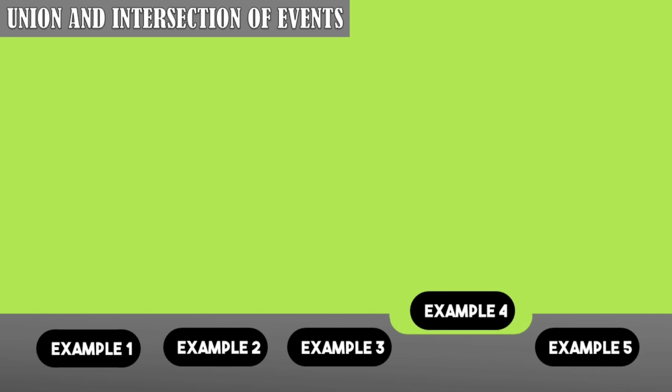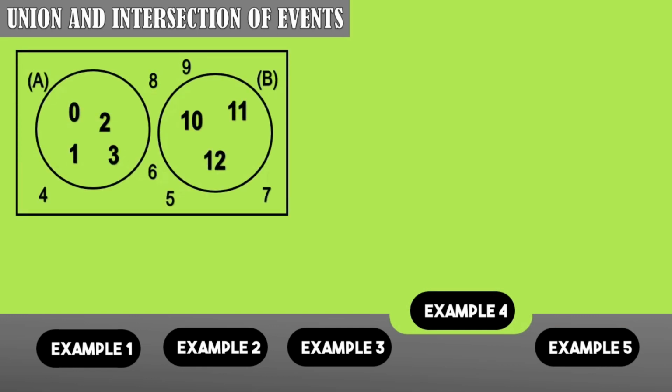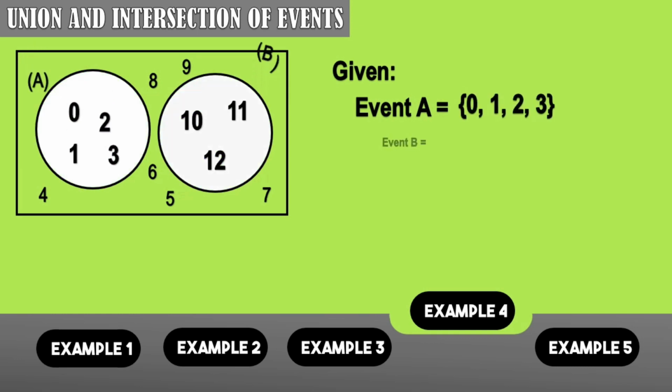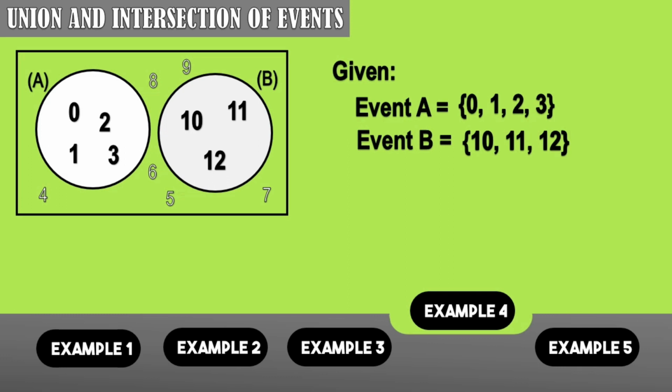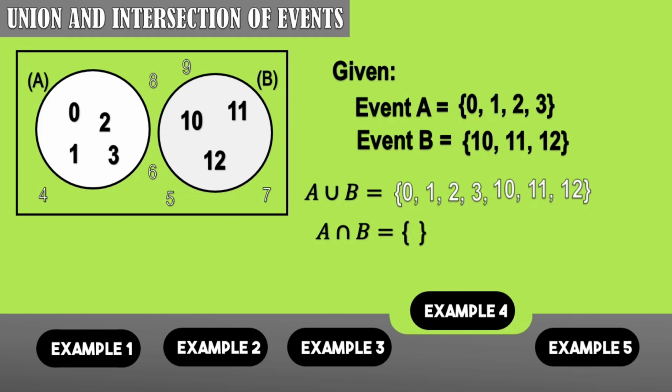Fourth example, take a look at this another diagram. The given elements for event A are 0, 1, 2, 3, while event B are 10, 11, 12, and 4, 5, 6, 7, 9 does not belong to both event A and event B. What is A union B now? Combining the elements in event A and the elements in event B. Therefore, A union B is equal to the set of 0, 1, 2, 3, 10, 11, 12. While A intersection B is a null set since there are no same elements.